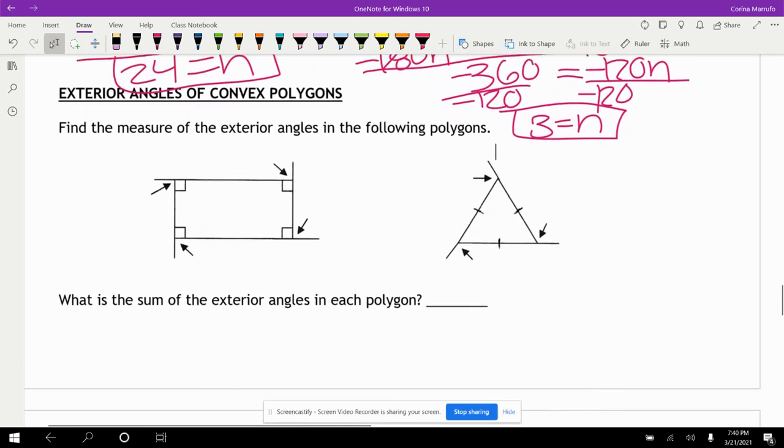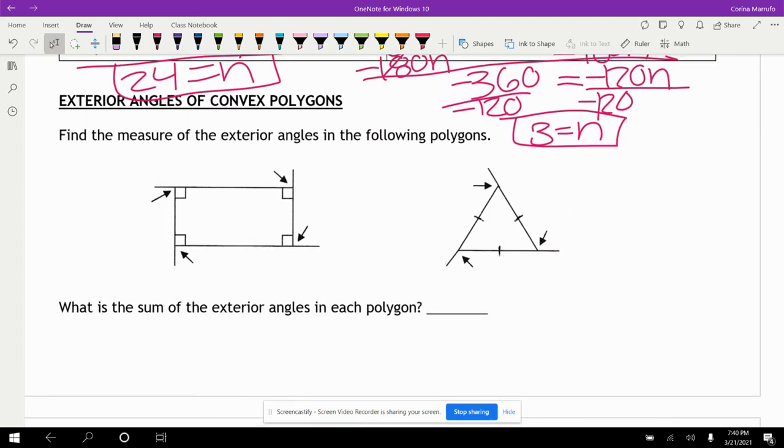Okay, so here it says find the measure of the exterior angles of a polygon. So for example, here we see that this is a 90-degree angle, and then this is a straight angle. The interior angle plus the exterior angle should add up to 180. So then 90 plus 90 gives us 180. So that means each of these is 90, 90, and 90.